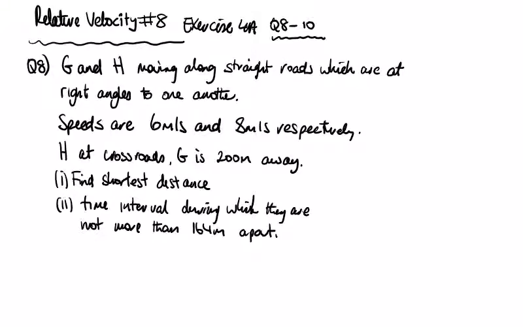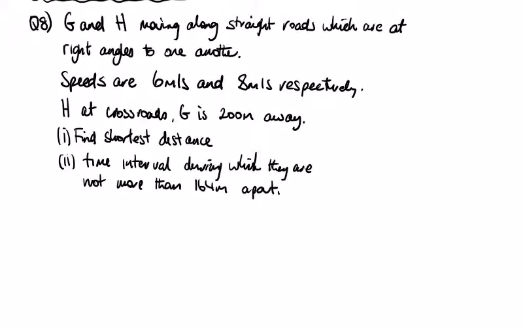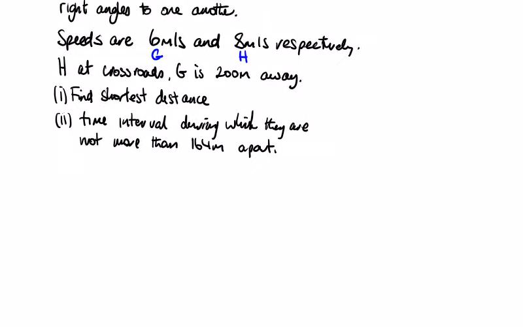Question 8. G and H are moving along straight roads which are at right angles to one another. Their speeds are 6 meters per second and 8 meters per second respectively. H is at the crossroads and G is 200 meters away. We can do it from either side coming towards the crossroads, but we'll do it this way. G and H. So H is at the crossroads.